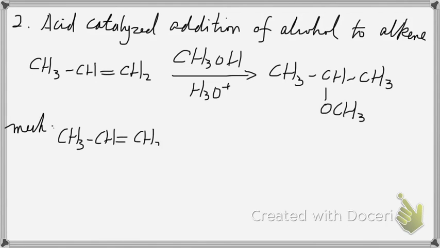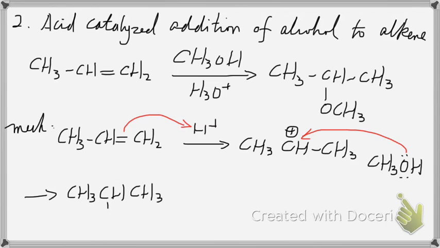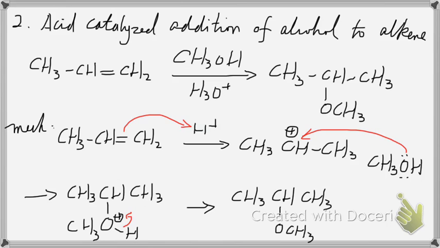The mechanism, straightforward. First step is the addition of the proton to the double bond. It gives a stable carbocation, and this is why the reaction follows Markovnikov's rule. We want the more stable carbocation. Second step, methanol serves as a nucleophile to combine with the carbocation to give a protonated ether. And the last step, deprotonation, final product ether, which is the Markovnikov product.